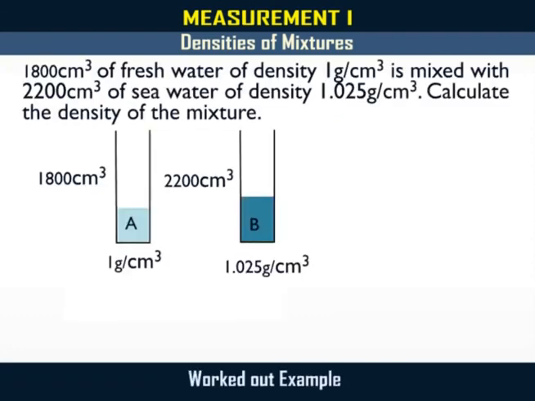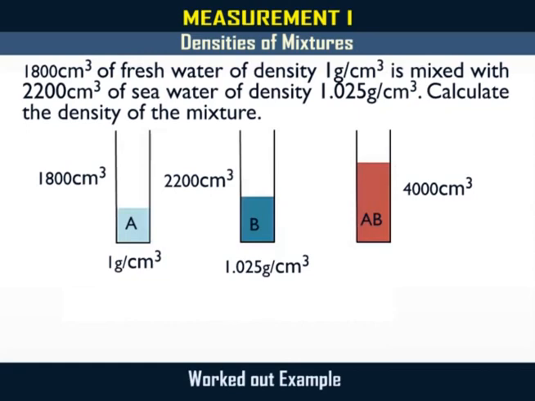1,800 cubic centimeters of fresh water of density 1 gram per cubic centimeter is mixed with 2,200 cubic centimeters of seawater of density 1.025 grams per cubic centimeter. Calculate the density of the mixture. Now, density is equal to mass over volume. So we need the total volume and mass. Total volume is straightforward. 1800 plus 2200 gives us 4000 cubic centimeters.